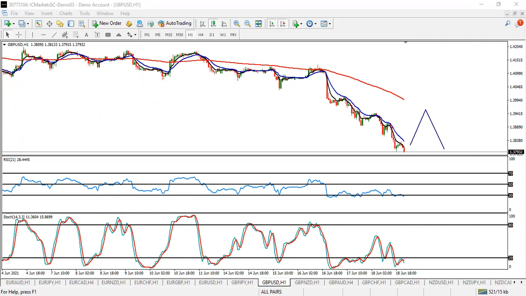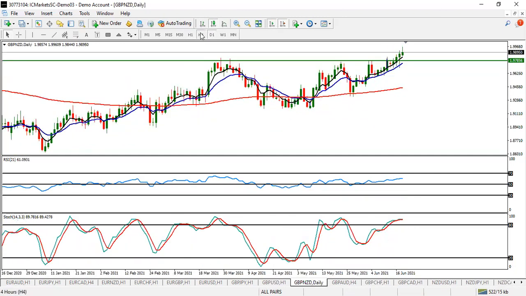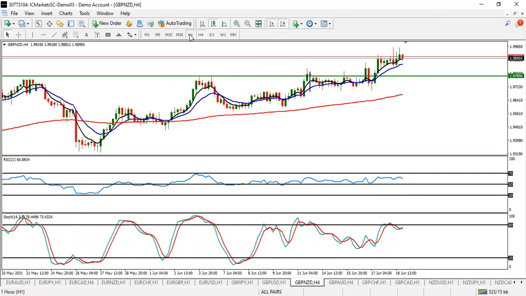Okay, GN, GBP NZD. Right now, NZD is weak. GBP is also not so weak. It's not so strong.